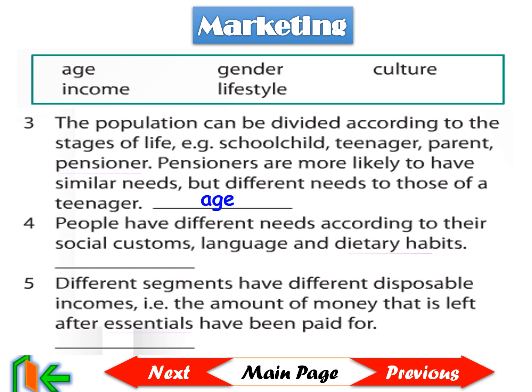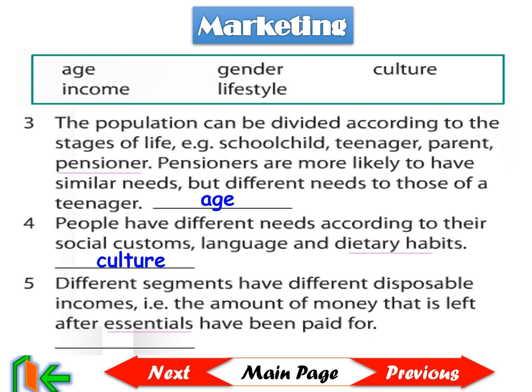Then number 4: people have different needs according to their social customs, language, and dietary habits. When we talk about customs, customs are traditions. Language and habits, what are we referring to? Okay, I think your guess is right. Yes, it's culture. Then number 5: different segments have different disposable incomes.